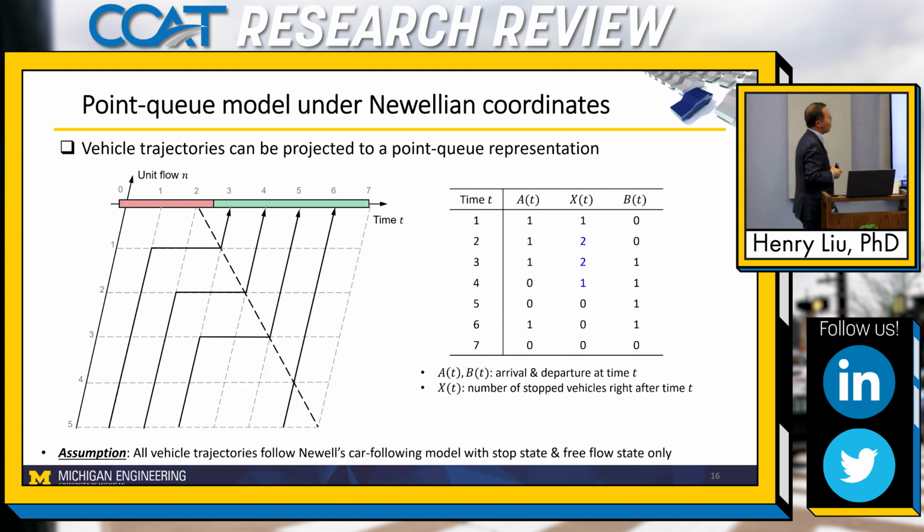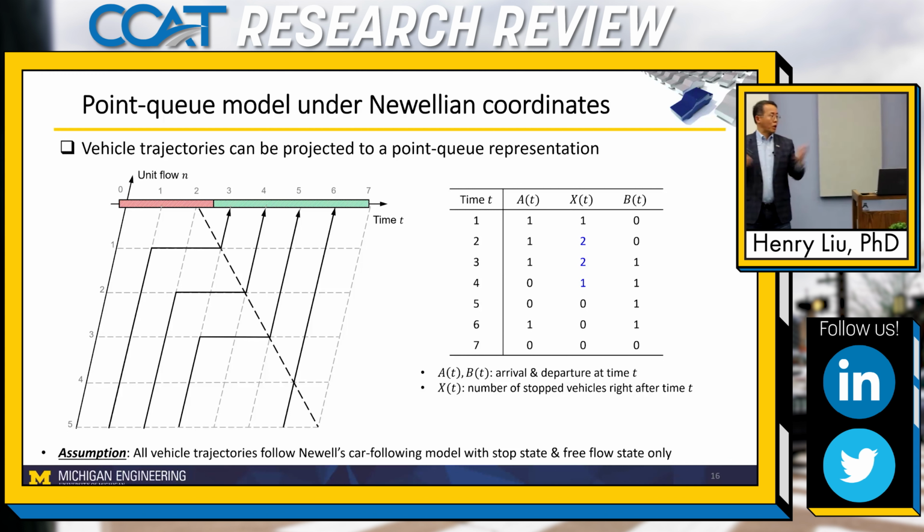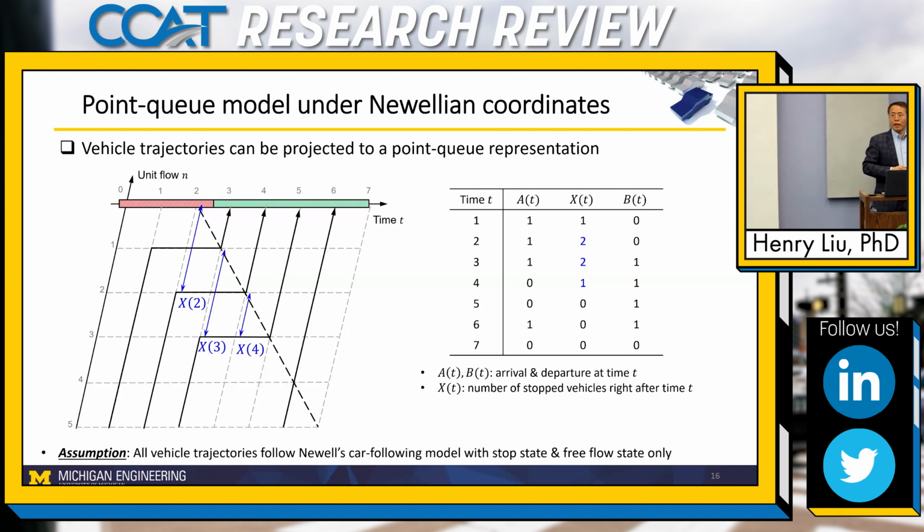Okay, and so very easily you can capture that my arrival is A, and then my departure is B, then my queue length is X, which is equivalent to the current queue plus the arrival minus the departure. That's all. So it's very simple. And then with that, you can calculate the queue length, right? So for this case, at time 2, your queue length is 2.